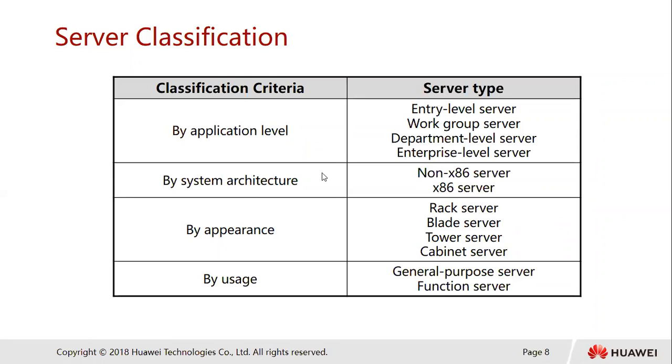And then also by appearance. So we have the rack server, blade server, tower server, and cabinet server. Also, we can categorize them by usage. This is where we have the general purpose server. So this is a server that maybe has the email server, the file server, and the database server within a single server.